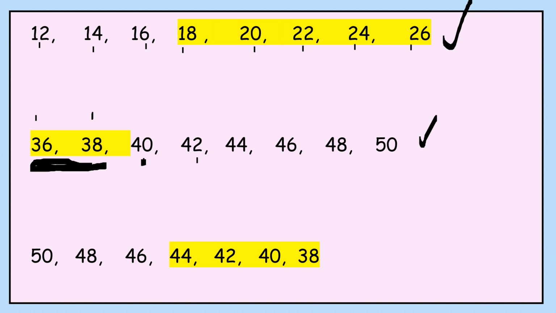And then we have 50. Oh, what's happening here? Are the numbers getting bigger or smaller? That's right, they're getting smaller. So we're counting backwards. Now, are we counting backwards by ones or twos? That's right, we're counting backwards by twos. So we have 50, 48, 46, 44, 42, 40, 38. And give yourself a tick if you got all of those correct.